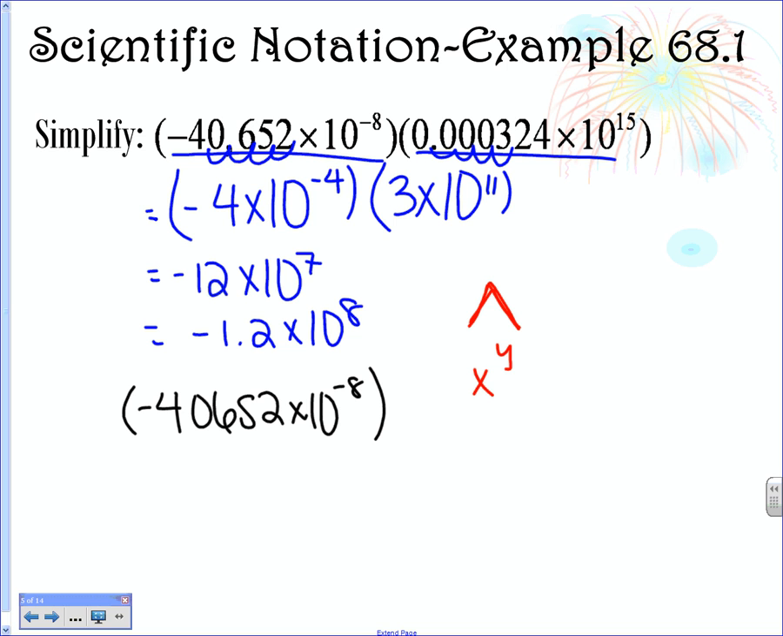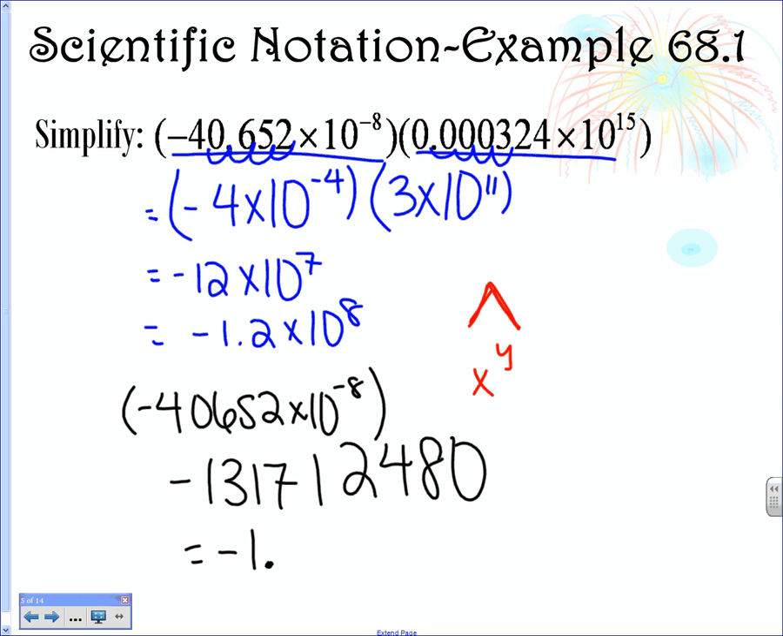Okay, so now we're going to do open parentheses. Yes, we got another number. 0.000324 times 10 to the 15th, and make sure to close your parentheses. Alright, is this in scientific notation? No. So let's put it in scientific notation.